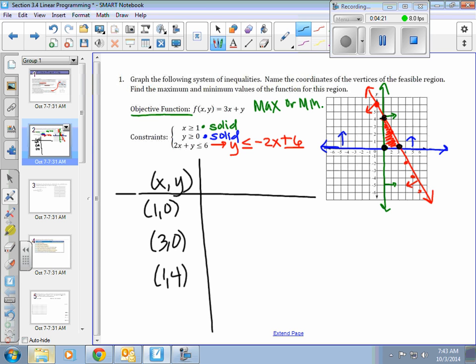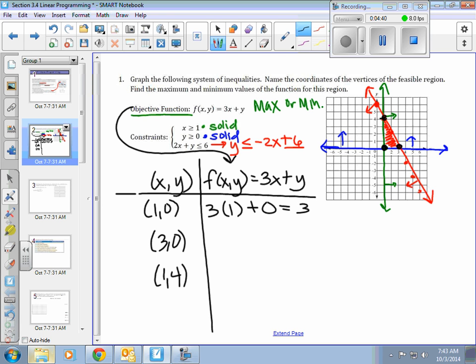Now we need to plug that into our objective function. That is our f of x and y, and it's 3x plus y. So I plug in my values. It's 3 times my x value, which is 1, plus y, which in this ordered pair is 0. 3 times 1 is 3, plus 0 is 3. Then I do the next point. 3 is my x, and 0 is my y. That one gives me 9. And the last one, I plug in 1 for x and 4 for y. 3 plus 4 gives me 7.